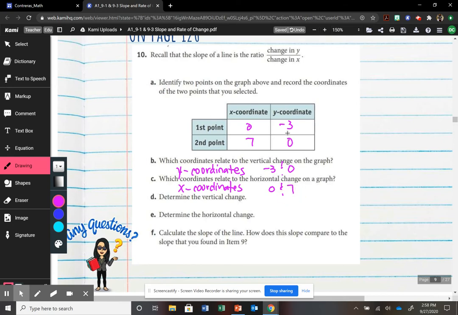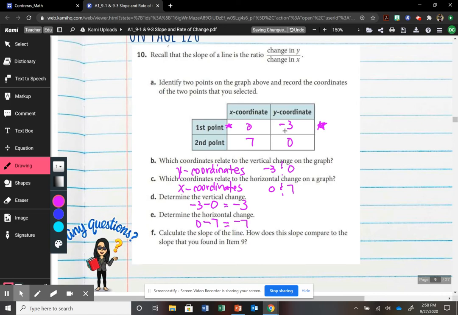Okay, determine the vertical change. So when we use the points, order is very important. So if I start with the first point, I can say it's -3 minus 0, which gives us -3. Determine the horizontal change. So the horizontal are these two numbers. If I started with the -3, I have to start with the 0. So it would be 0 minus 7, which is -7.